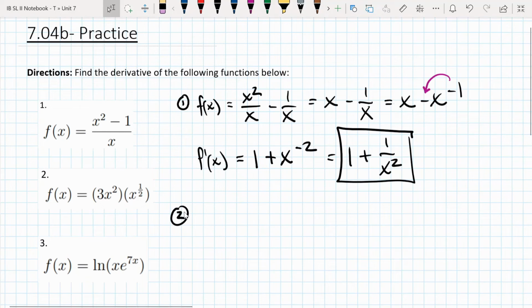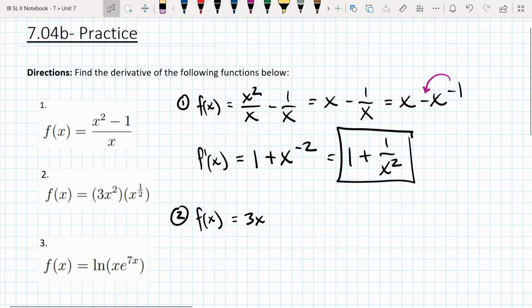All right, number 2. Again, there's a couple different ways to approach this. One is you can use the product rule here, but I think an easier way to approach this one is to actually combine these together first and then take the derivative using the power rule. So you could use the product rule here, but let's actually combine this together into one term first.